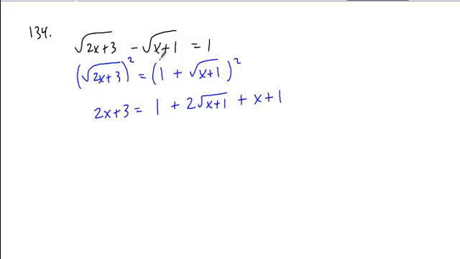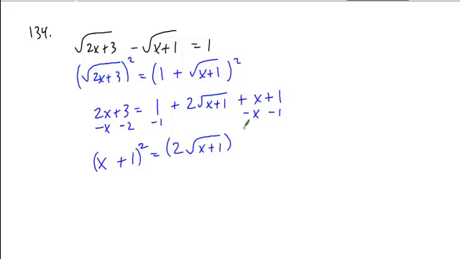So I need to isolate this radical as well. So I'm going to subtract an x from both sides. I'm going to subtract a 2 from both sides, and what I get is equal to 2 root x plus 1. Again, if I would divide by 2, it would create a fraction, so I'm just going to leave my 2 on the right side. I'm going to undo the radical by squaring both sides.